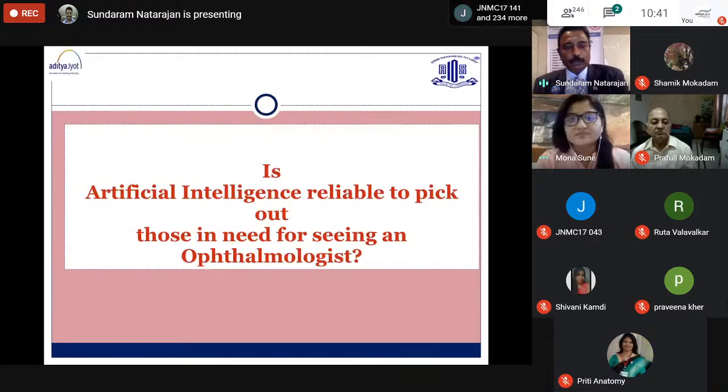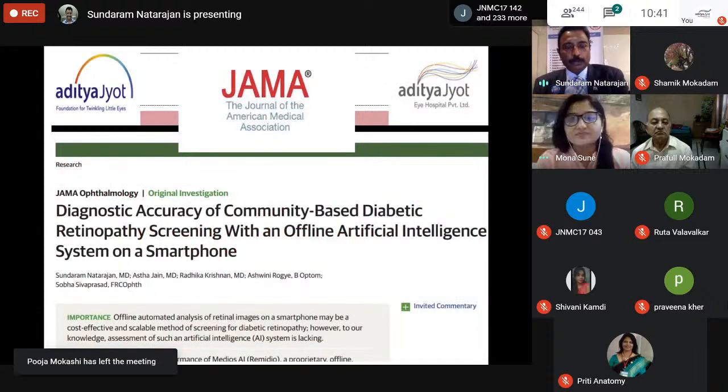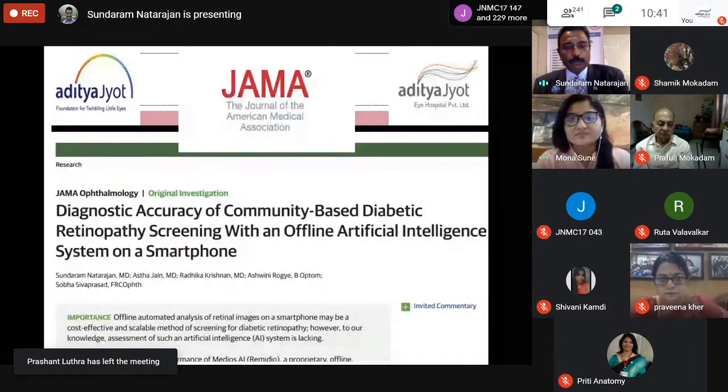So we had a research question: is AI reliable to pick up those in need of seeing an eye doctor? That is the research question. Glad we found this. I am the first author. We worked with Soma Shiva Prasad, Radhika, Rasta Jain, Ashwini, all Indians. And we have published in JAMA as an original investigation, diagnostic accuracy of community-based diabetic retinopathy screening with an offline artificial intelligence system on a smartphone.